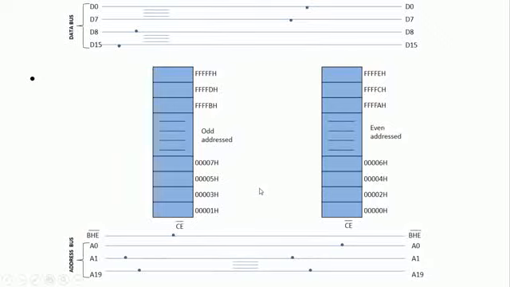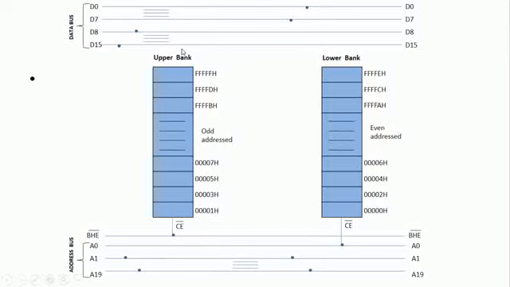Now, this particular even address bank is called the lower bank, because the starting number is going to be 0. And the odd address memory is called the upper bank. Even address memory is called the lower bank. Odd address memory is called the upper bank.